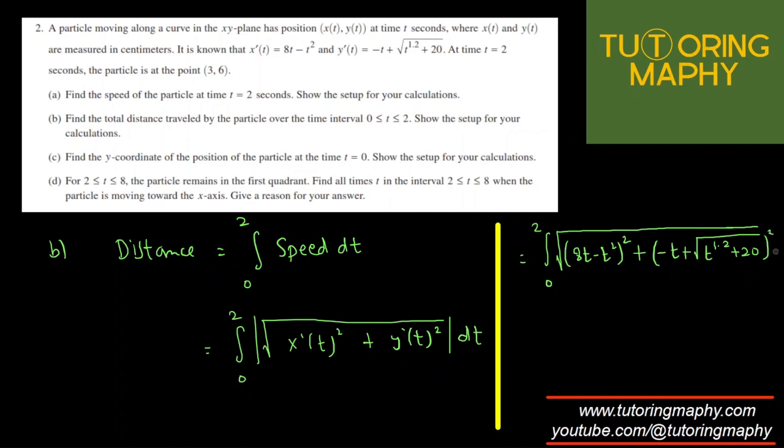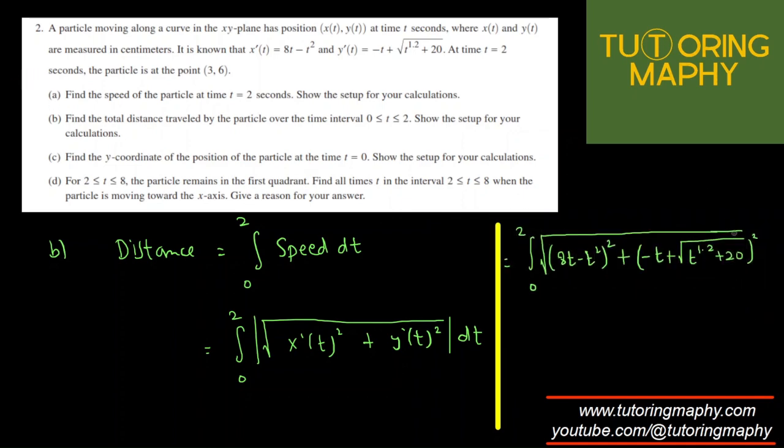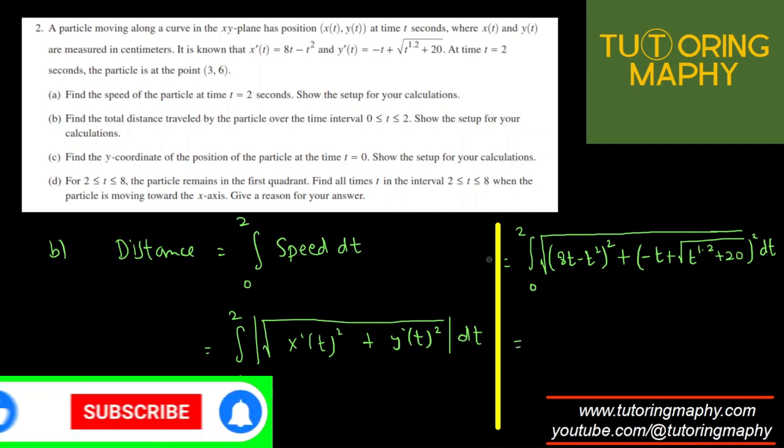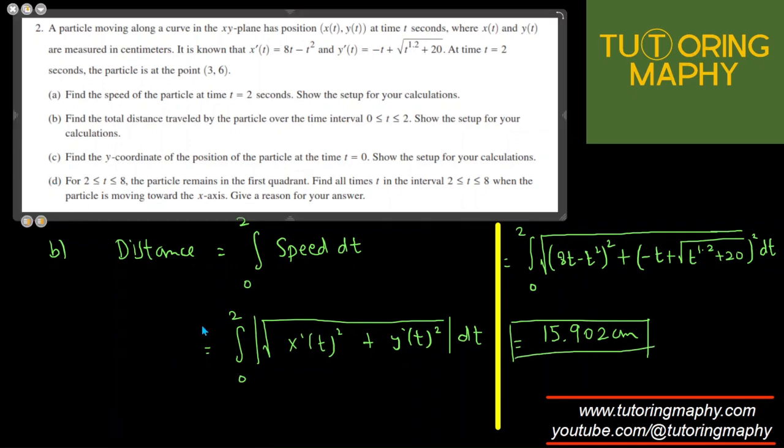Square, and then there's a dt for which I don't have any space, so let me make some. All right, then there we have a dt over here. So that's going to give us a total distance. Let me plug that in. So this value comes out as 15.902 centimeters. That is the answer for part B.